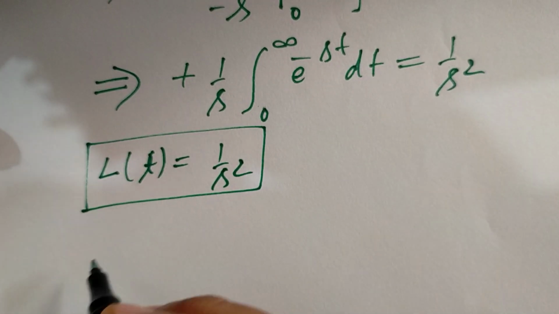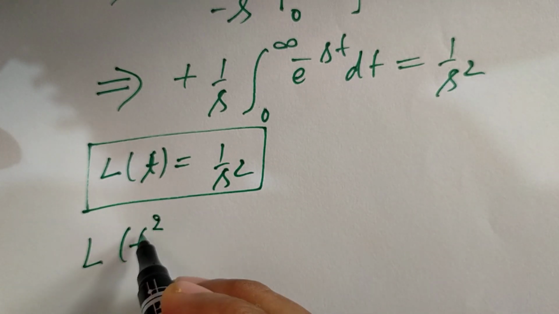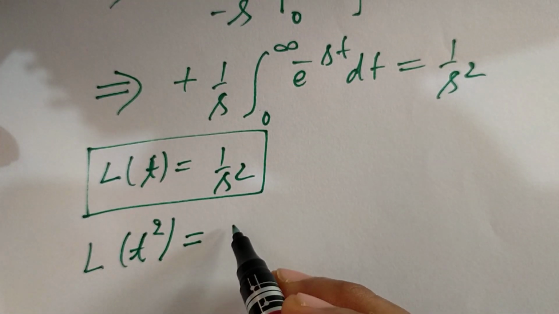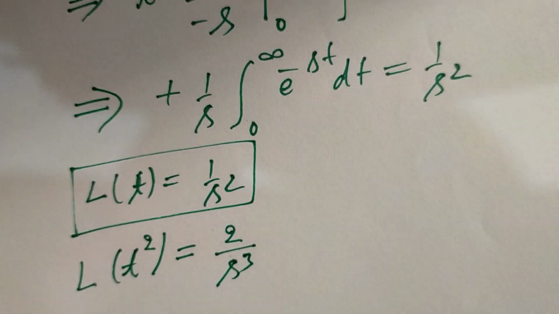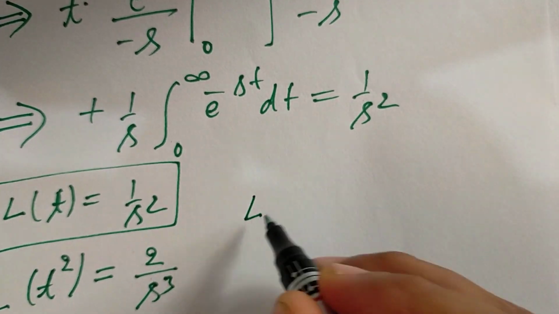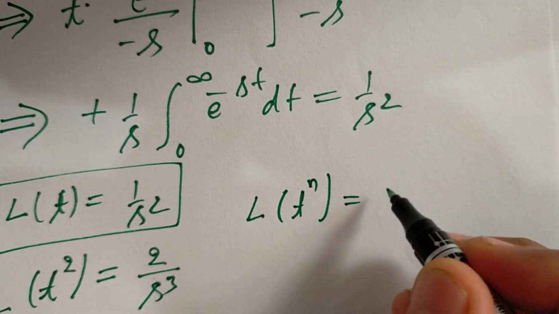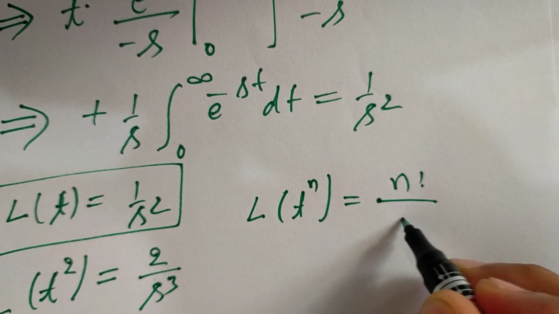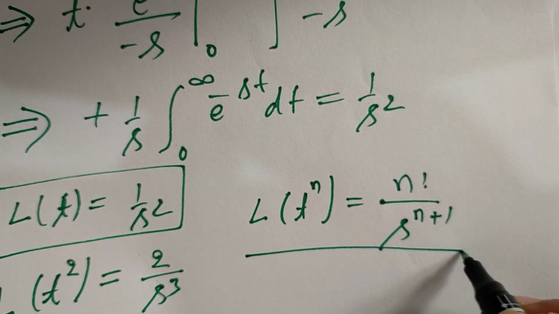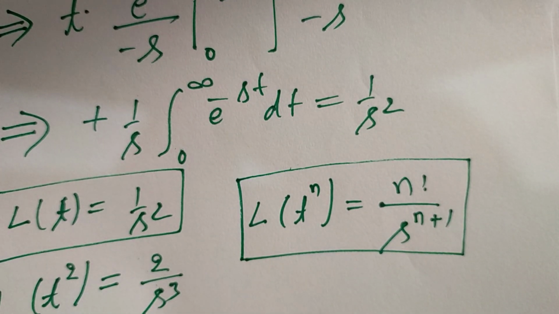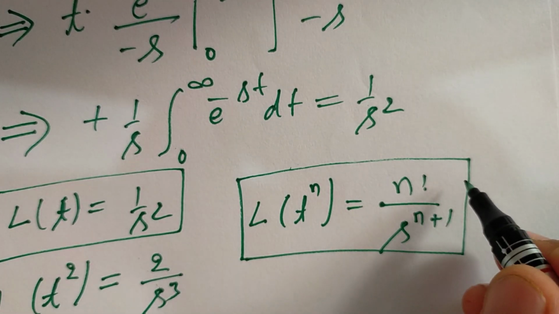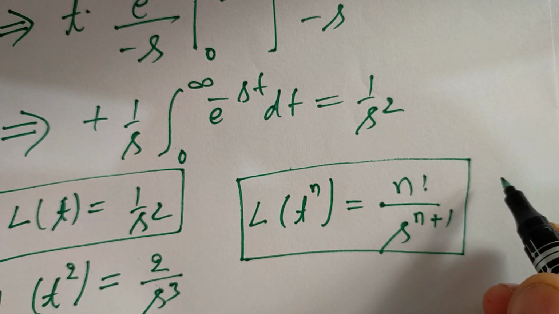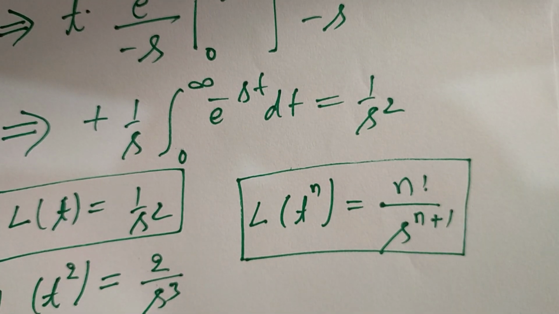Similarly, if you find the Laplace of t square using the same definition and integration by parts, we get 2 by s cube. So we can have the generalized formula: Laplace of t power n equals n factorial by s power n plus 1. So this is the Laplace transform of t power n, n factorial by s power n plus 1. Factorial n means 1, 2, 3, 4, 5 up to n.